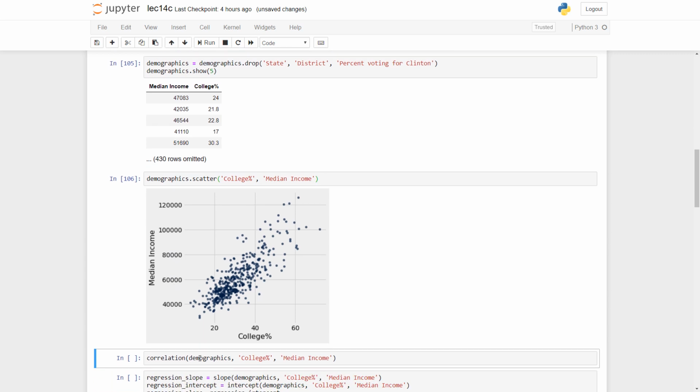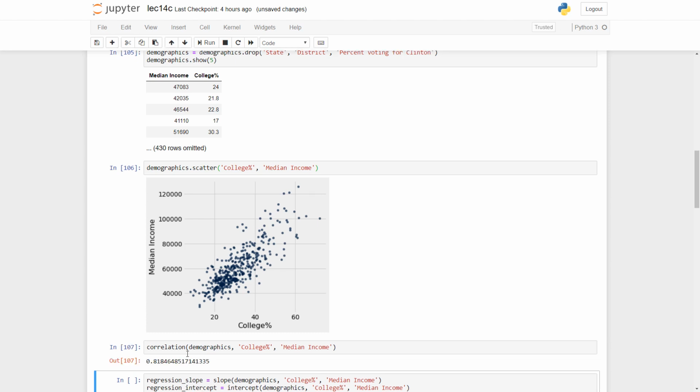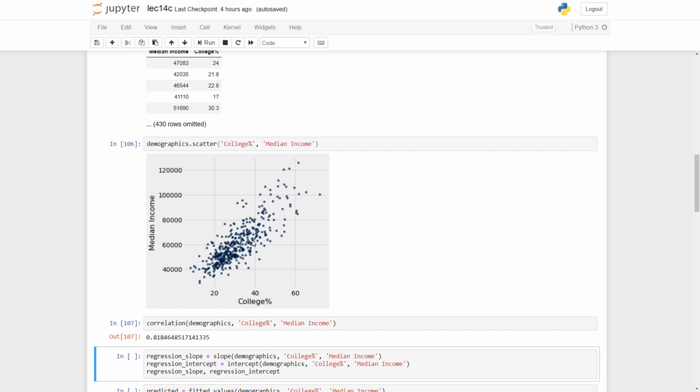Let's compute that correlation using the function that we defined earlier in the previous lectures. So we got 0.8, which is a strong linear relationship, because we are talking again about correlation. Now let's compute the regression line.